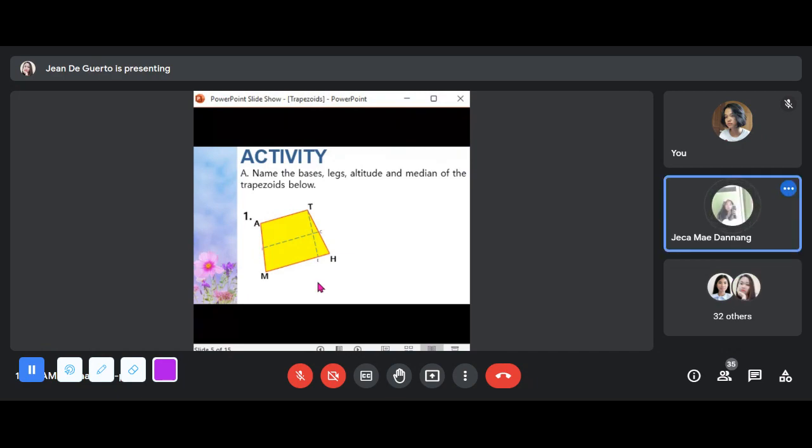What is our definition of altitude? It is a segment perpendicular to the base.